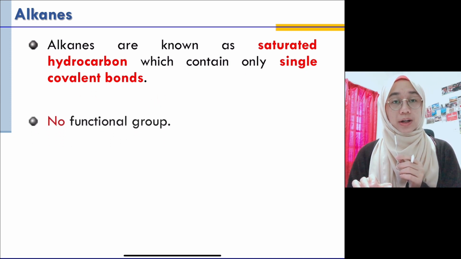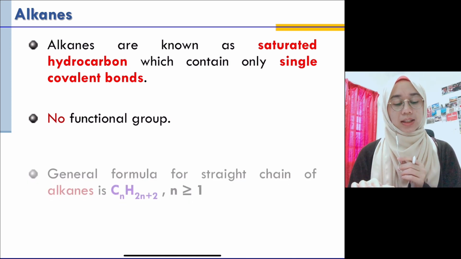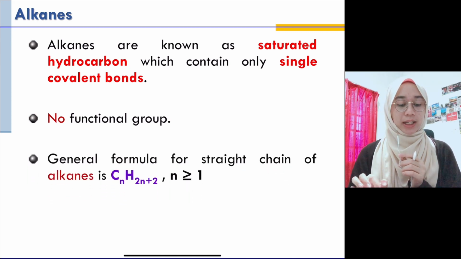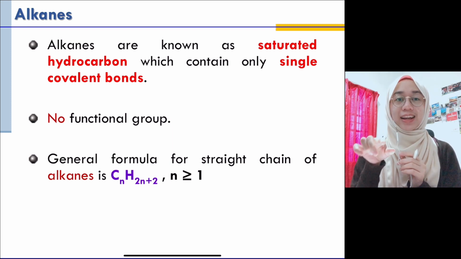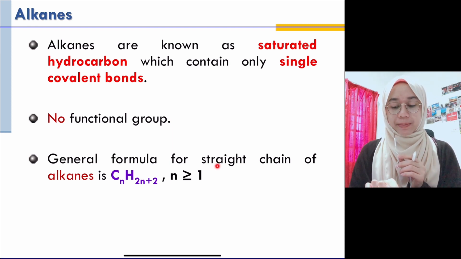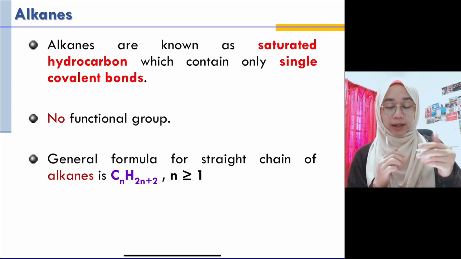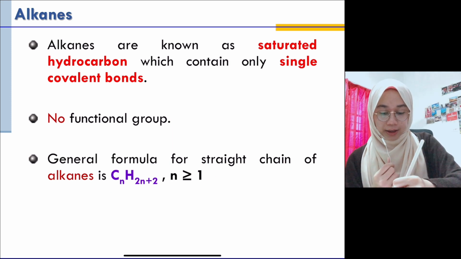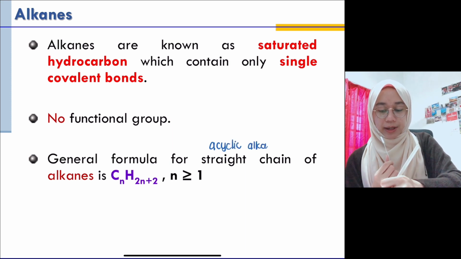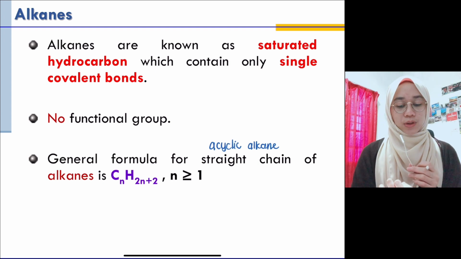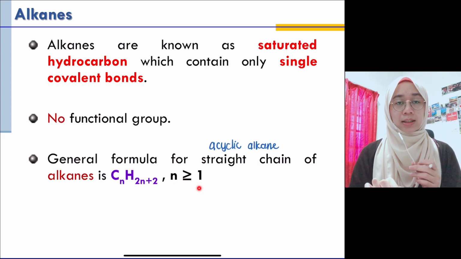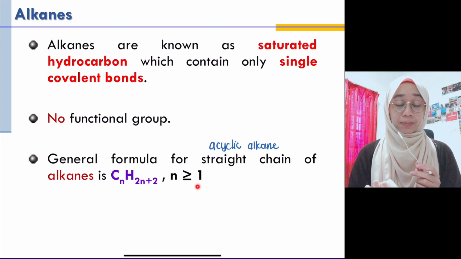Okay, so there is no functional group for alkanes, and the general formula for straight chain alkane is CnH2n+2. Okay, so this is for alkane that doesn't consist of a ring. So straight chain, sebab tu dia panggil straight chain, ataupun kadang-kadang kita panggil sebagai acyclic alkane. Okay, ini dipanggil acyclic alkane, bermaksud yang tak ada ring. So CnH2n+2 and the n is equal to or more than 1.